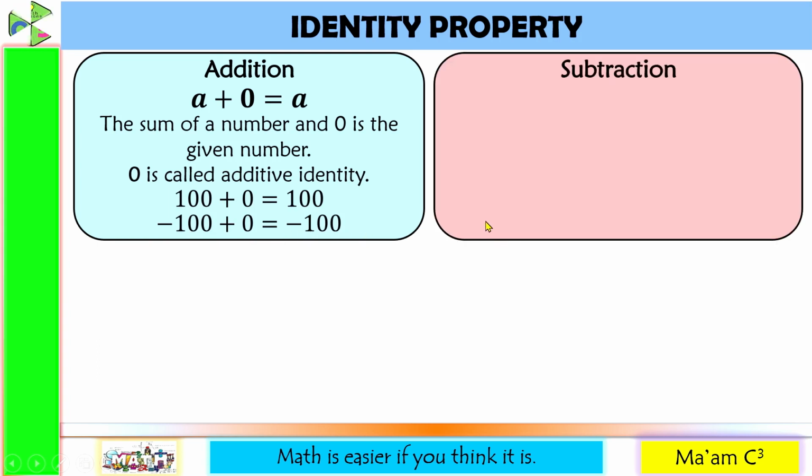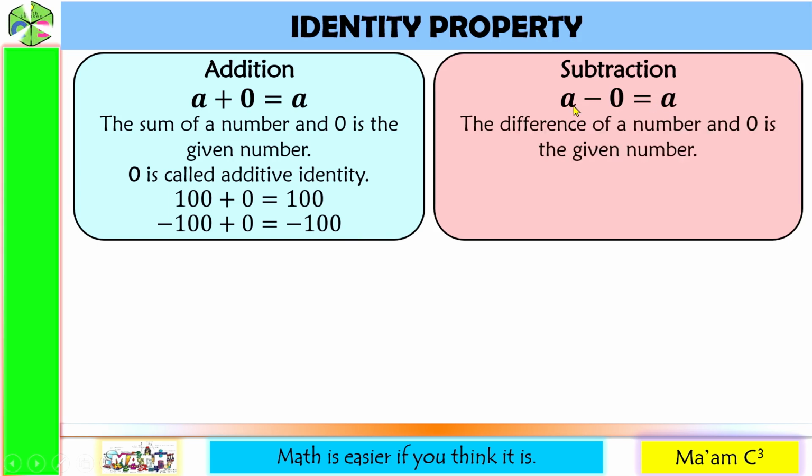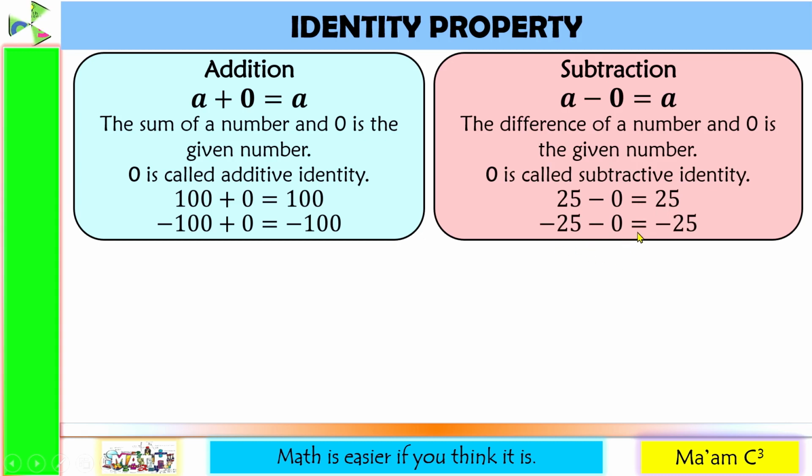For subtraction, the symbol is a minus 0 is equal to a. So this means the difference of a number and 0 is equal to the given number. 0 here is what we call subtractive identity. Example, 25 minus 0 is equal to 25. Negative 25 minus 0 is equal to negative 25. Notice that whatever is your number here, when subtracted by 0, is the same number for the difference.